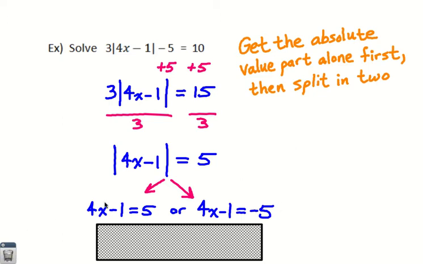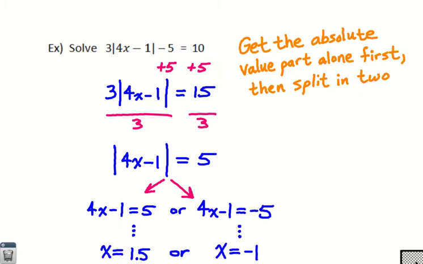Notice how it's two normal equations. We don't need the absolute value anymore once we split into the two cases. Now all we do is solve each one separately for x to get our final two solutions. We would add 1 to both sides and then divide by 4. Same thing over here. We've done this kind of thing a million times. So your final two answers here would be 1.5 or negative 1.